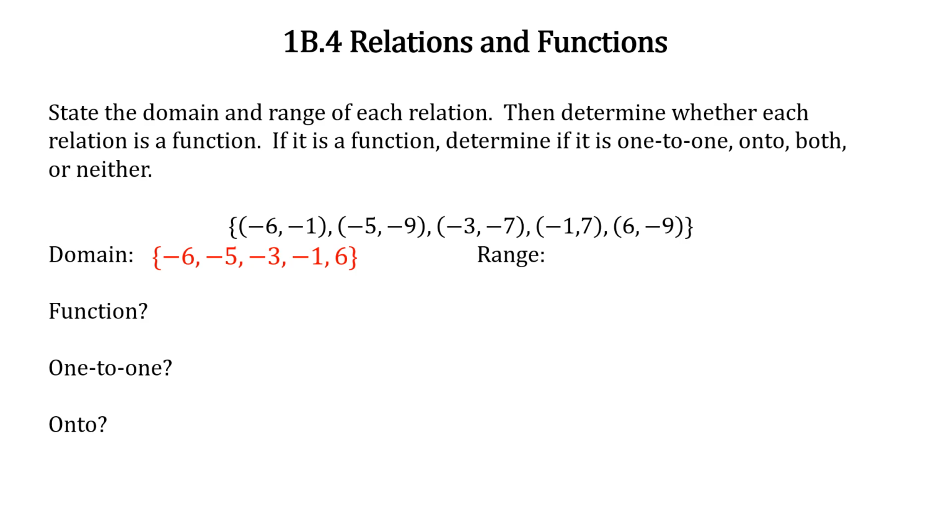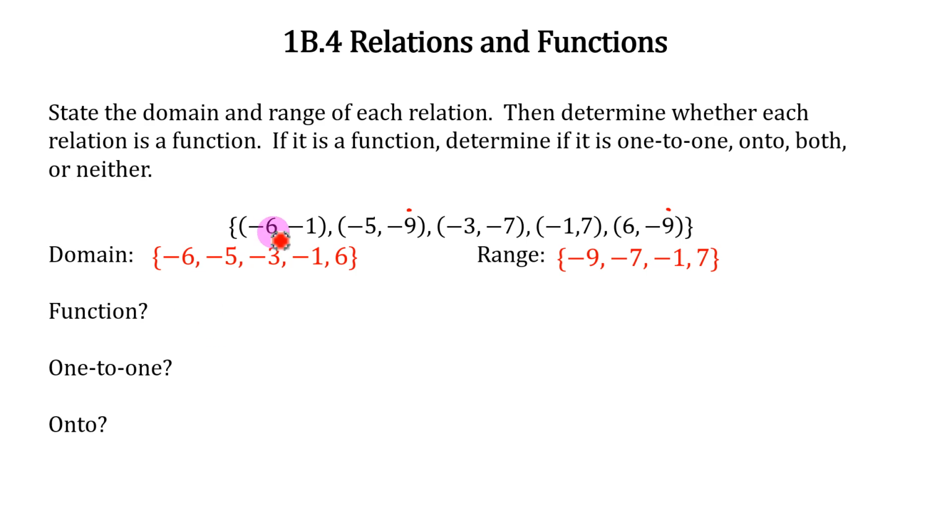Our range is all our outputs: -9, -7, -1, and 7. -9 happens twice in our range, but you only have to write it once. It is just a single element. Two different things go to it. Is it a function? Yes.